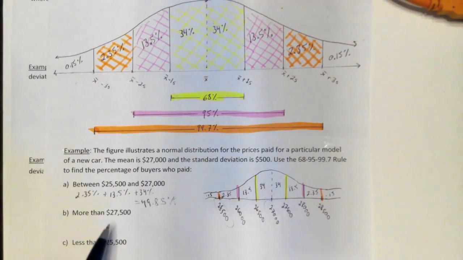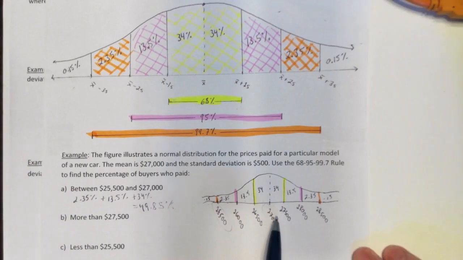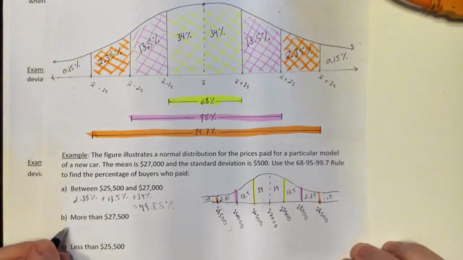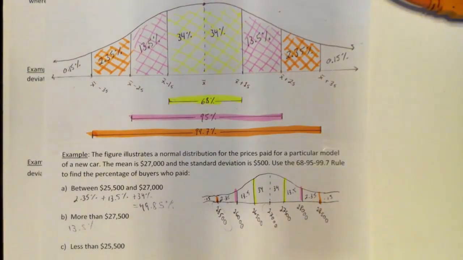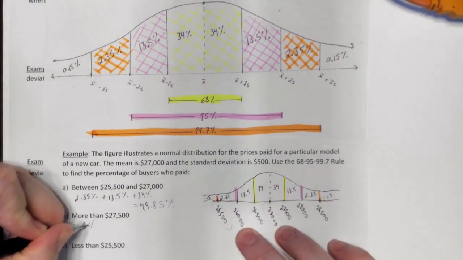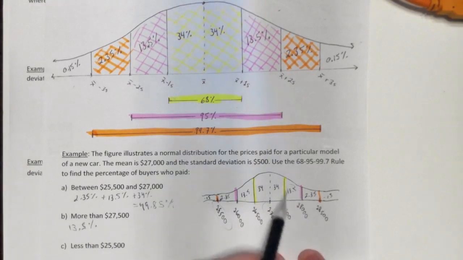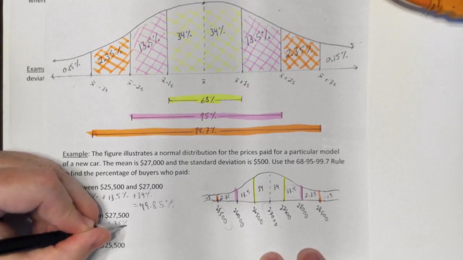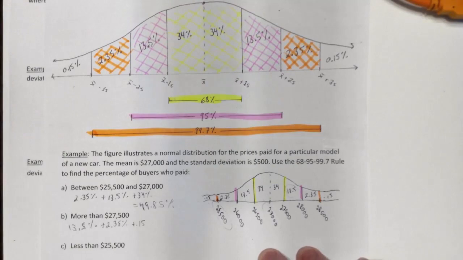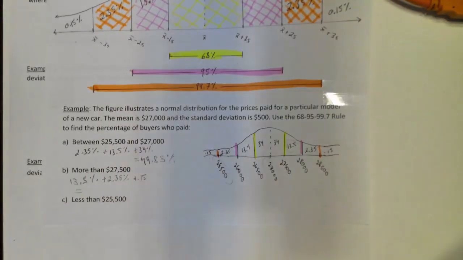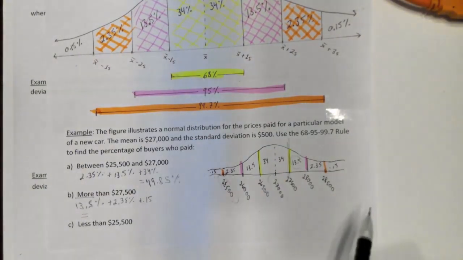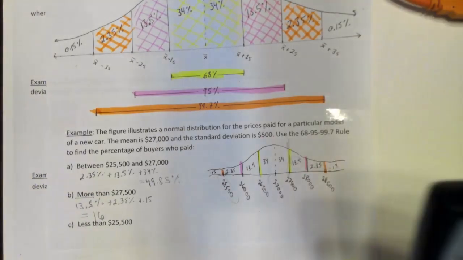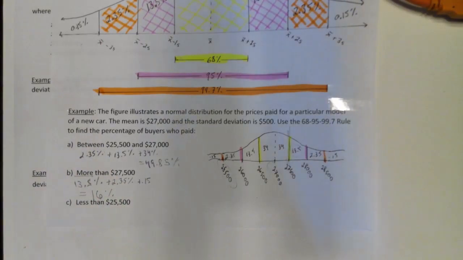So, now we want to do more than 27,500. Okay, that would be adding up this plus this plus this. 13.5. Uh-oh. So the pen seems to be running out of ink. So move to this pencil. 13.5%, more than 25, so plus 2.35 plus 0.15. Okay, add those up because it says more than, so it's greater than 27,500, whereas this was between two numbers. 13.5 plus 2.35 plus 0.15, 16%. Most of the time you're not typing in the percents part, you just put in this number.